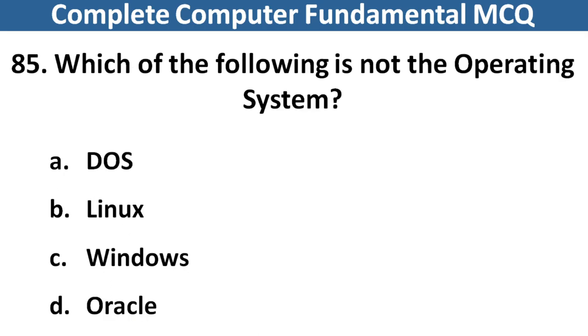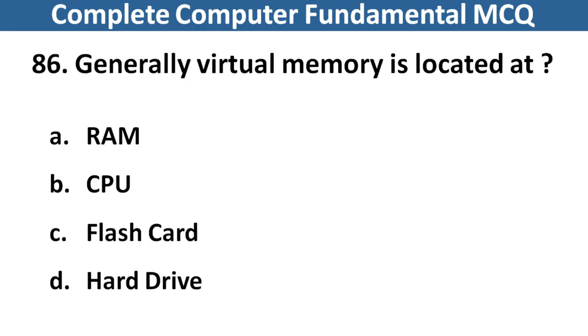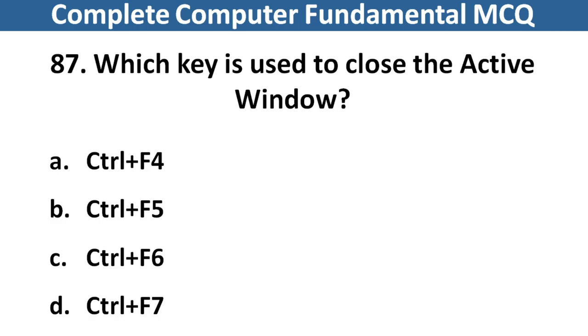Next question. Which of the following is not the operating system? Right answer is option D, Oracle. Next question. Generally, virtual memory is located at. Right answer is option A, RAM. Next question. Which key is used to choose the active window? Right answer is option A, Control plus F4.